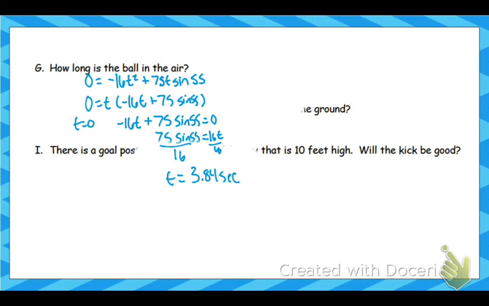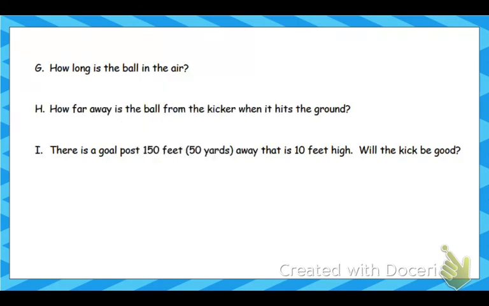So that's how we can solve for this algebraically instead of tracing. Once you know how long it's in the air, we can take that and answer the second question: how far away is it when it hits the ground? Take the x equals equation, and plug in the time that we just got. So 75 times 3.84 cosine 55 gives me a horizontal distance of 165.19 feet.